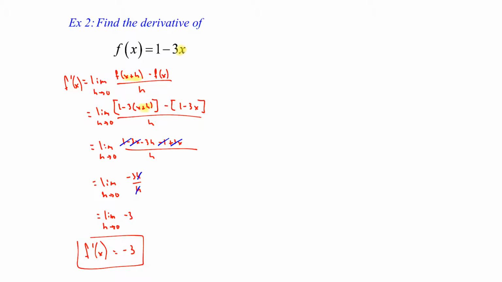Canceled the h's. Now we're looking for the limit as h approaches 0 of the function negative 3, which once again is just a horizontal line. And that would be approaching negative 3. Still makes sense though, because the slope of the linear equation is negative 3. So any point on that graph should have a slope of negative 3.